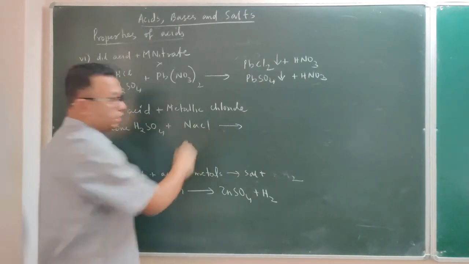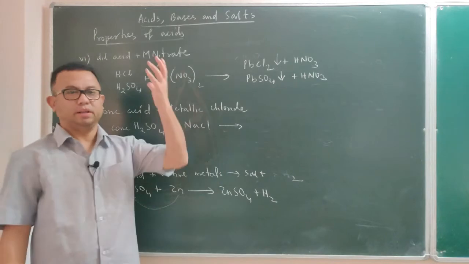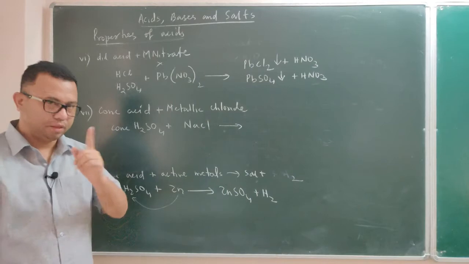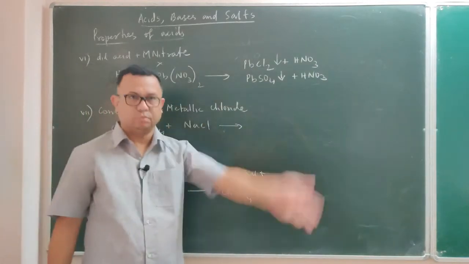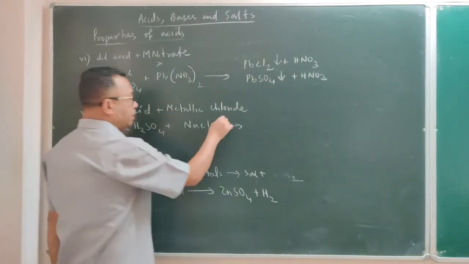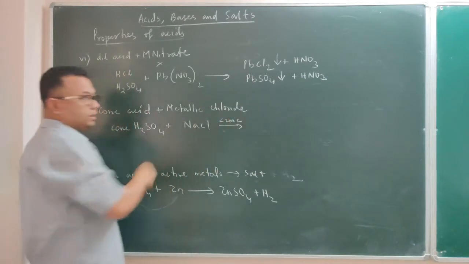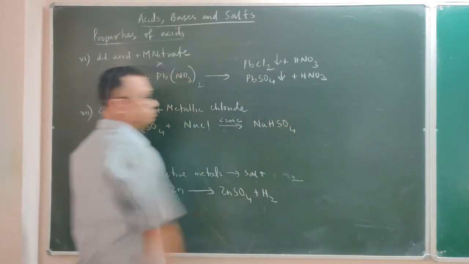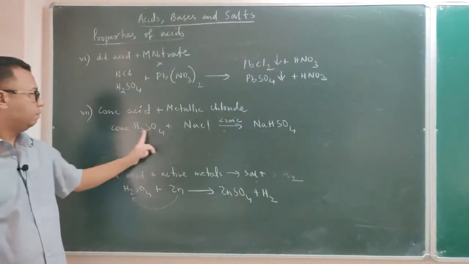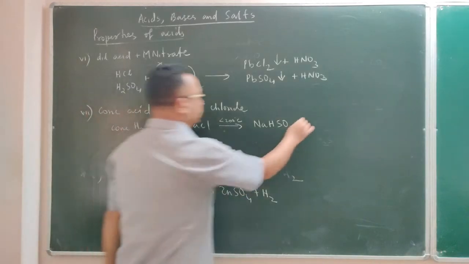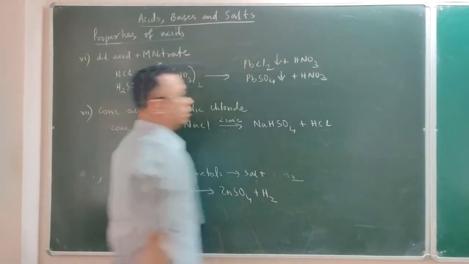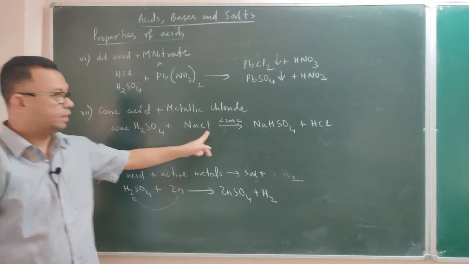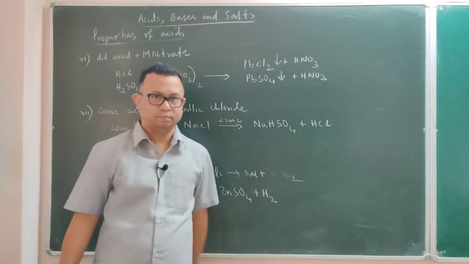Temperature is very important here. If you heat it above 200 degrees Celsius, something else is produced, and if you heat it below 200 degrees Celsius, something else. You will see in the lab preparation in the chapters coming in future, we heat it below 200 degrees Celsius. So if you heat this below 200 degrees Celsius, it will produce sodium bisulfate, a salt, plus HCl. Here you are, HCl.